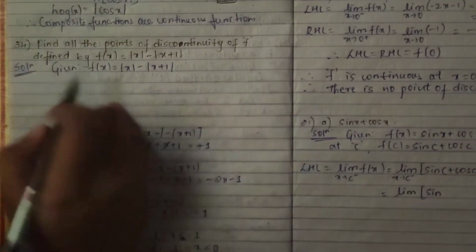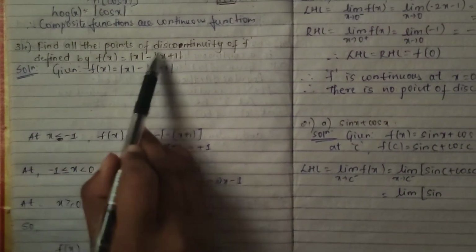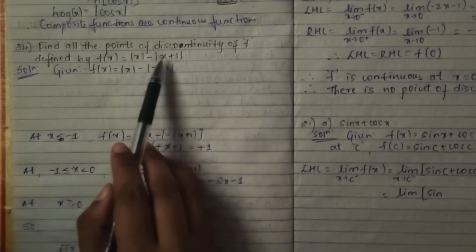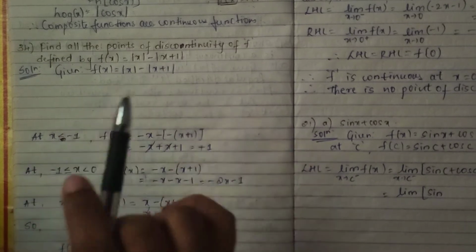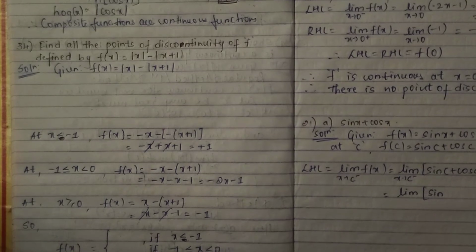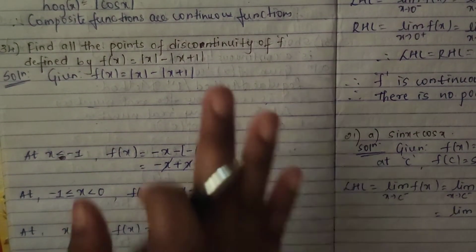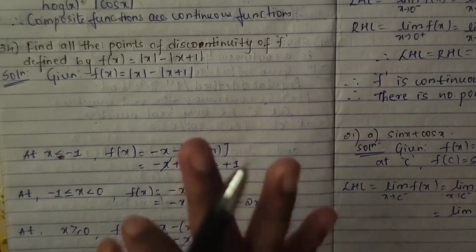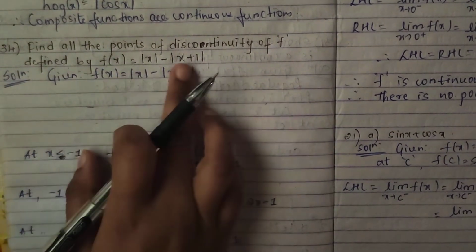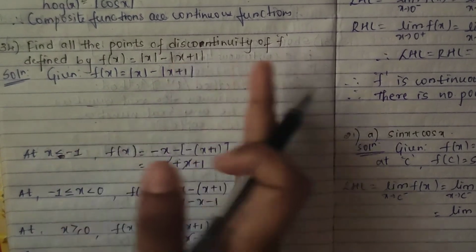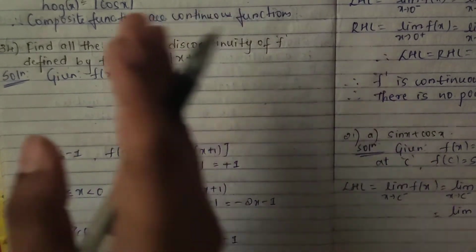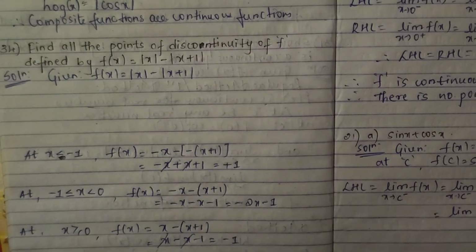So your next question, 34th: find all the points of discontinuity of f defined by f of x is equal to mod x minus mod x plus 1. Here they are asking you for the point of discontinuity. Discontinuity means where it is not continuous. Like the previous functions, where they had given conditions such as less than 0, less than 1, some points they had given you.